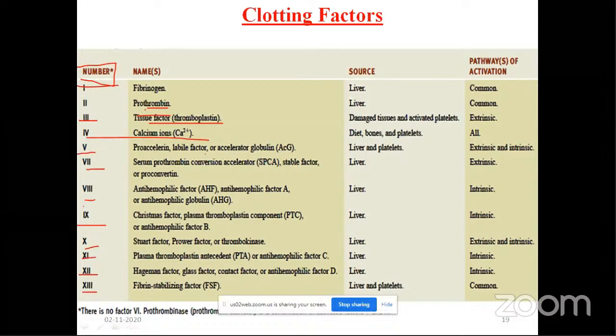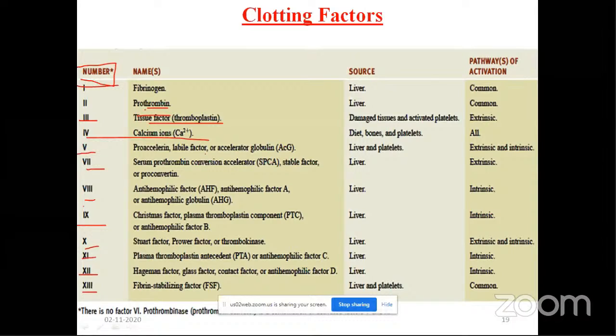Then there is factor number 9. It is also called Christmas factor, or anti-hemophilic factor B. Christmas disease is a deficiency hemophilia, also called hemophilia B. So deficiency of factor number 9 causes Christmas disease, or hemophilia B.